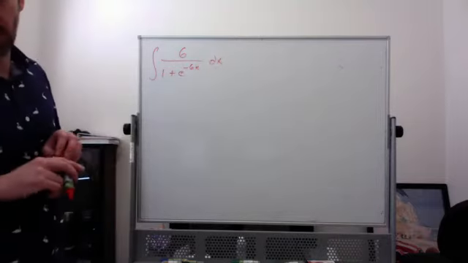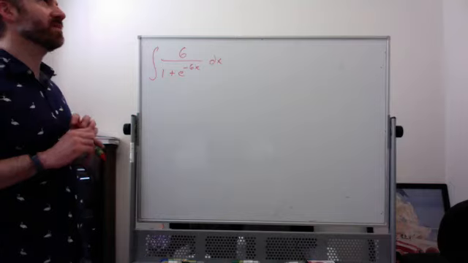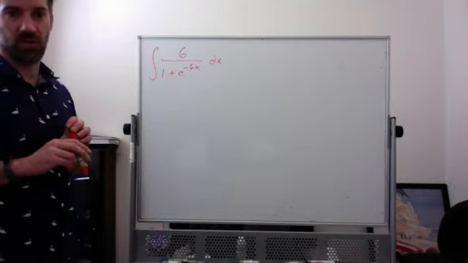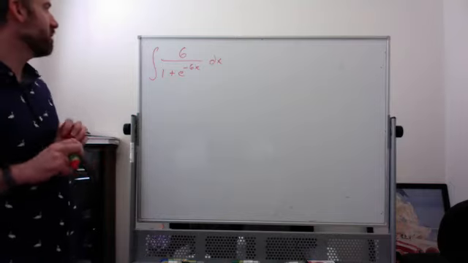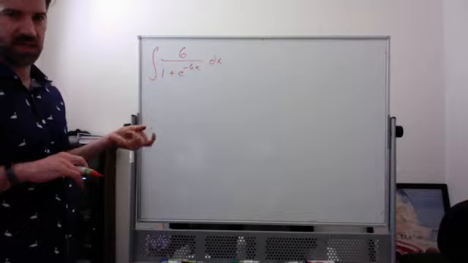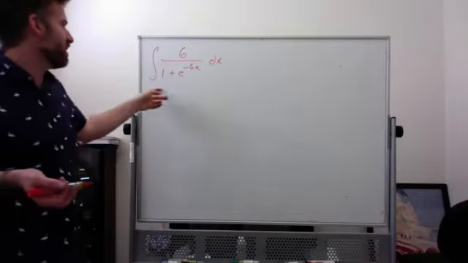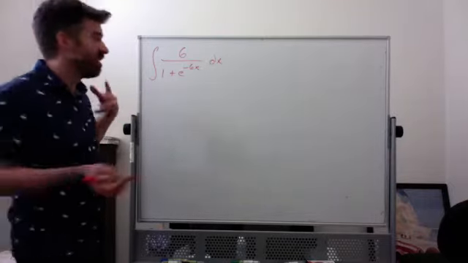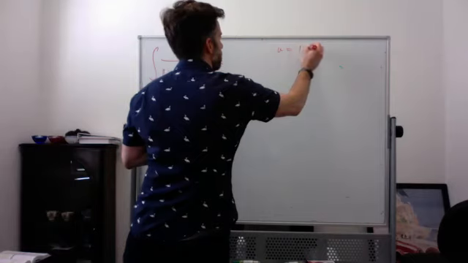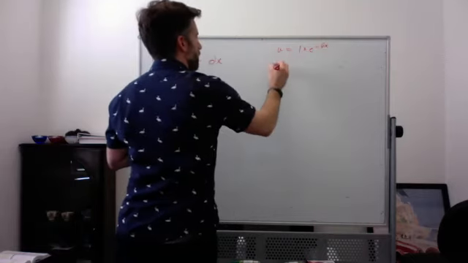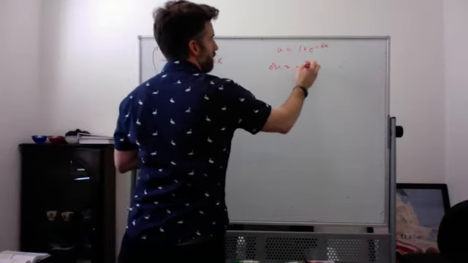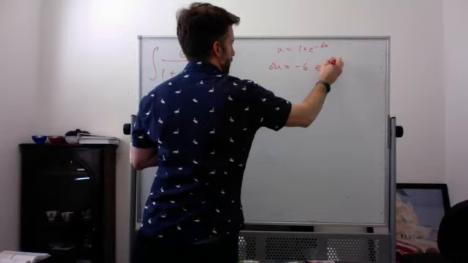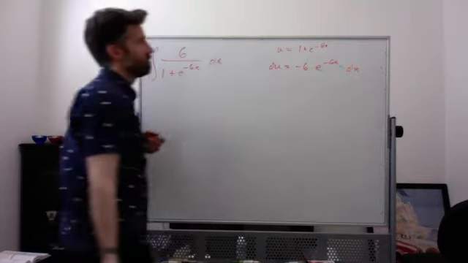And this problem is what I would call a trick. Not so much a trick as that you have to know the trick to do the problem. So when you see something with an e to the negative 6x in the bottom, I would want to choose this to be my u, but the derivative isn't there, right? If I take u equal to 1 plus e to the negative 6x, my du is negative 6 times e to the negative 6x dx.